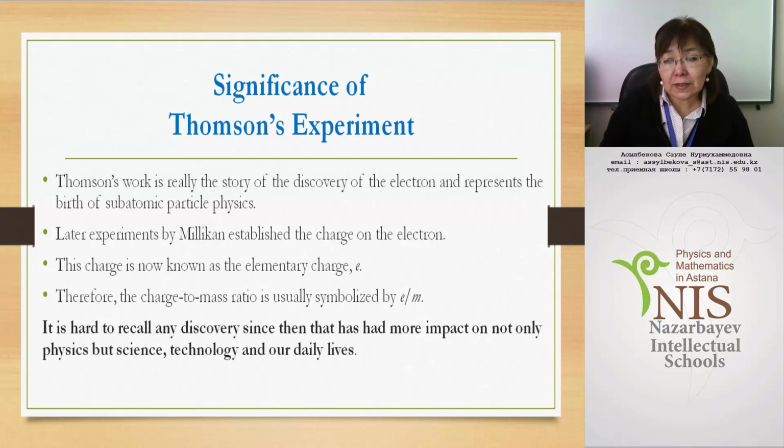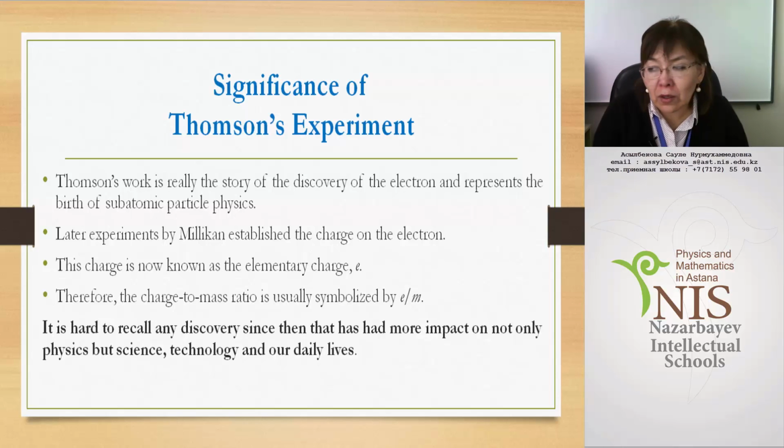Why do we have to study Thomson's experiment? What is its significance? Thomson's work is really the story of the discovery of the electron and represents the birth of subatomic particle physics. He also won the Nobel Prize for the discovery of the electron and for his model of the atom, like Crookes, who won the Nobel Prize for discovering the cathode ray tubes.